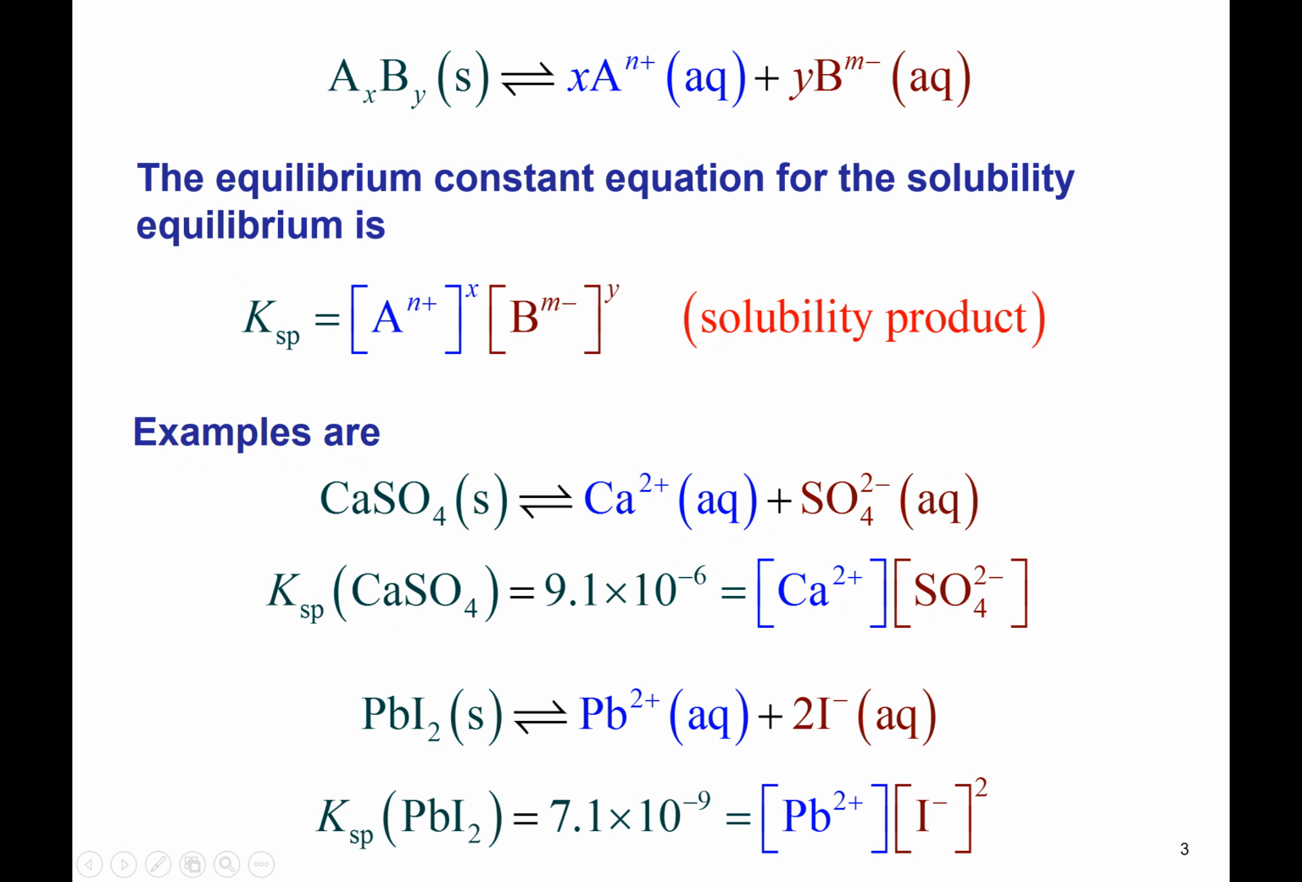In the case of calcium sulfate, it's about 9 times 10 to the minus 6. And in the case of lead iodide, 7 times 10 to the minus 9. So these reactions are very much reactant favored. They do not dissolve very much. These salts are very sparingly soluble.